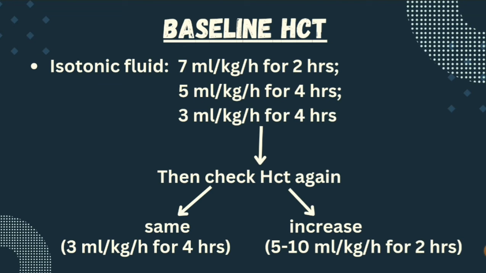After baseline hematocrit, the treatment of choice is isotonic fluids at the rate of 7 ml per kg per hour for 2 hours, then 5 ml per kg per hour for the next 4 hours, and after that 3 ml per kg per hour for the next 4 hours. After that, check hematocrit again. If it stays the same, then fluids are given at the rate of 3 ml per kg per hour for the next 4 hours. And if there is increase in hematocrit, then the fluids are increased to 5 to 10 ml per kg per hour for the next 2 hours.